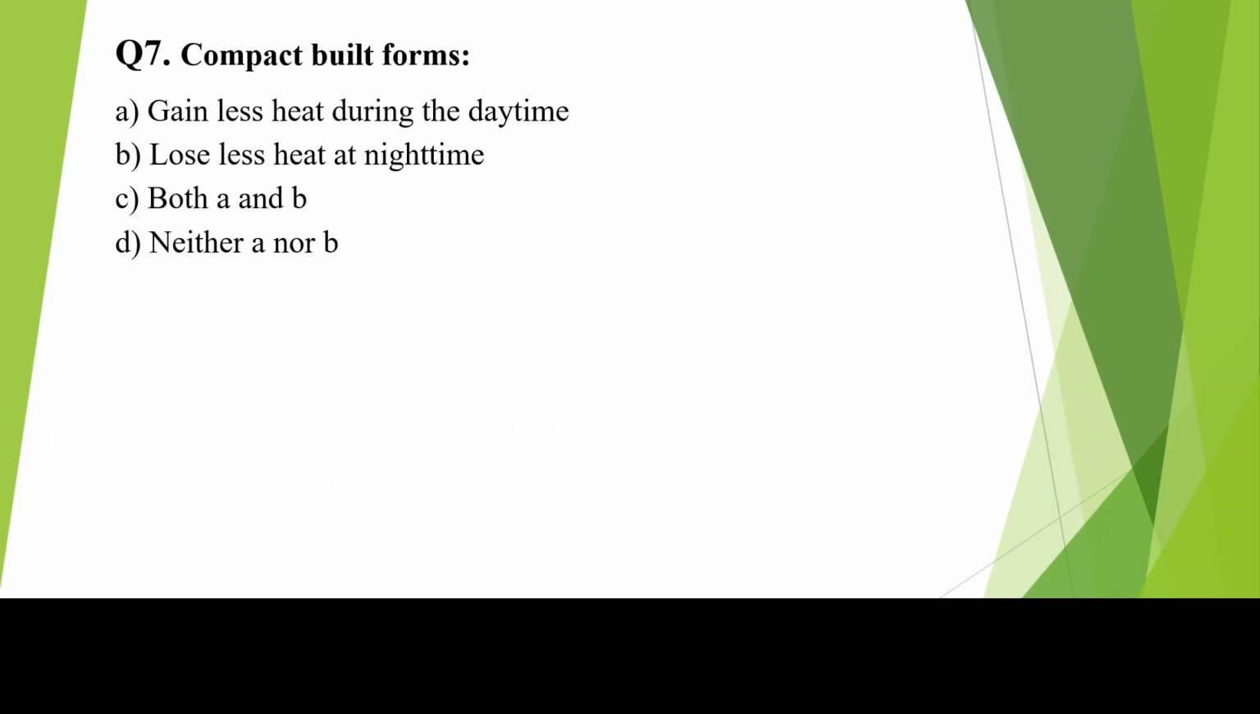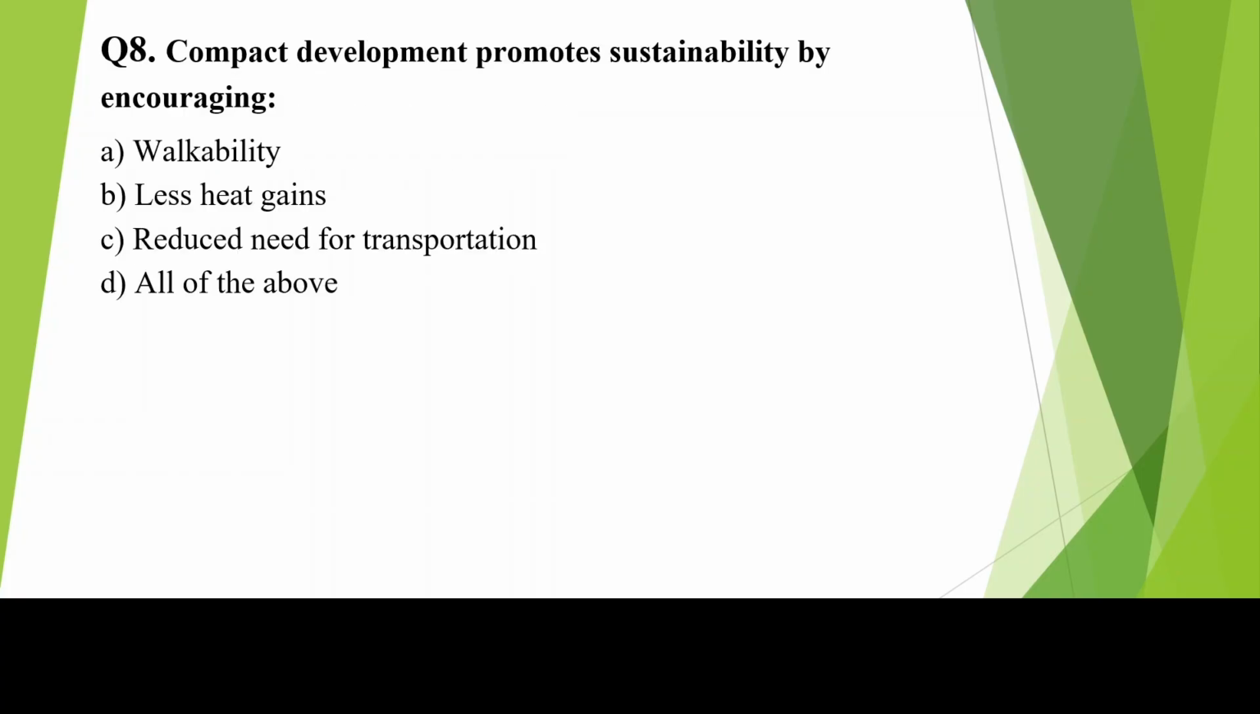already done several times. A low surface to volume ratio will help you reduce the daytime heat gain, that is marked by option A, and nighttime heat losses can also be reduced, that is marked by option B. That's why overall it will improve the energy efficiency of the building, and option C, which says both A and B, is the correct answer for question number 7.